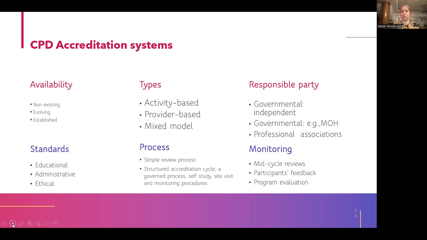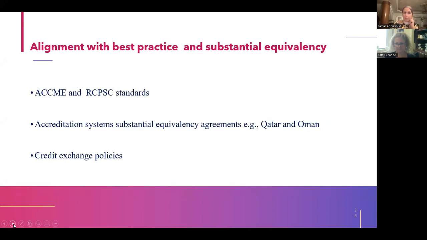The process of accreditation varies again according to the maturity of the system. It can be a simple review process, reviewing some documents, or a structured accreditation cycle with a fully governed process with self-study, site visits, and a monitoring process. Monitoring can be mid-cycle reviews, participants' feedback, and program evaluation. Next, please.